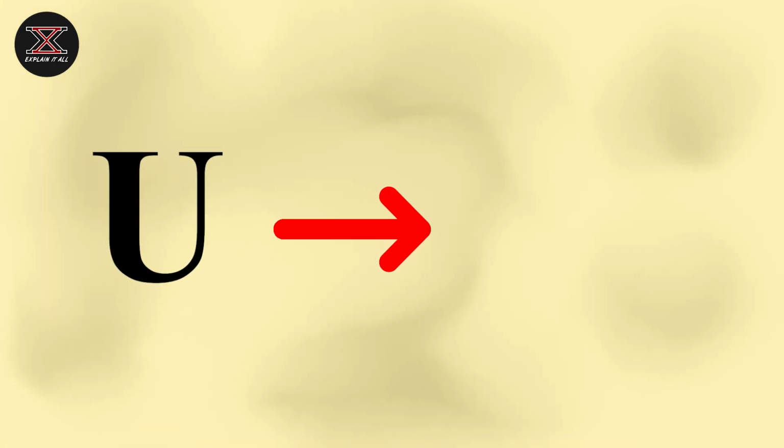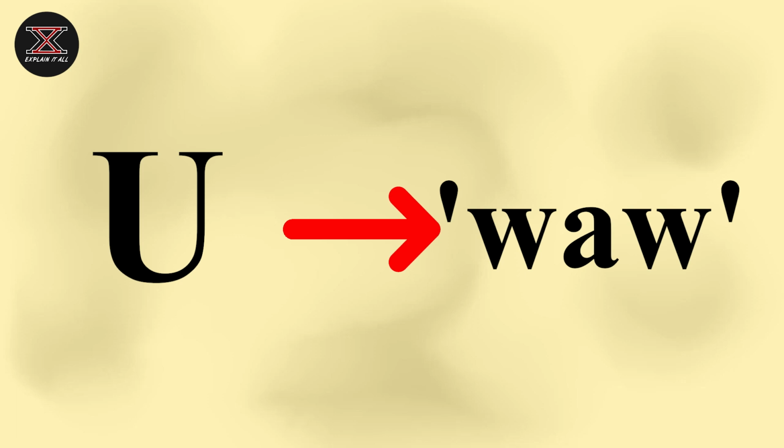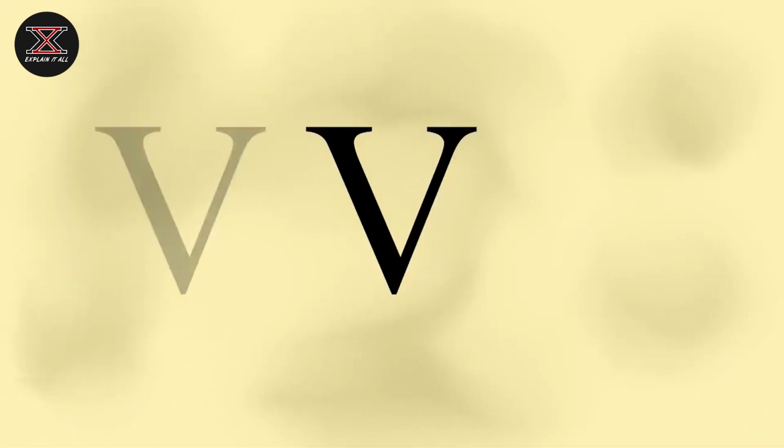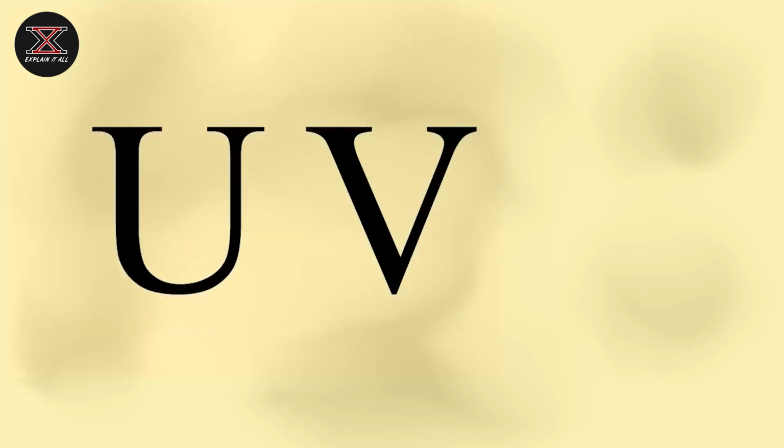U is derived from the Phoenician wa. Similar to F, the Greeks used it as upsilon, and the Romans adopted it as V, which later split into U and V. The rounded form of U distinguishes it from the sharper V.